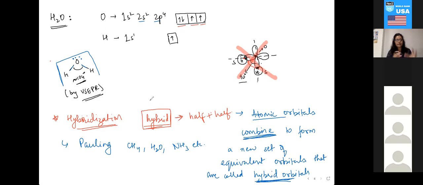Think of it as individual bricks being laid out. VSEPR gave you the shape, VBT told you what's happening with the orbitals, how they overlap and all that. And hybridization puts both of them together: this kind of overlap is happening, and that is why you're getting the shape which VSEPR initially told you.